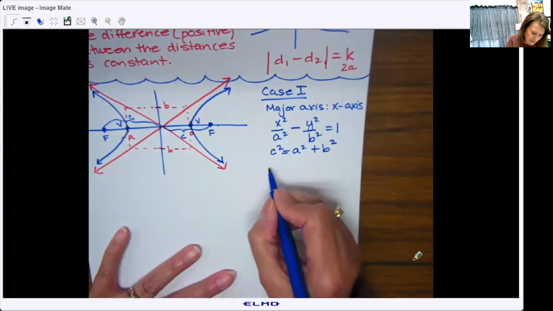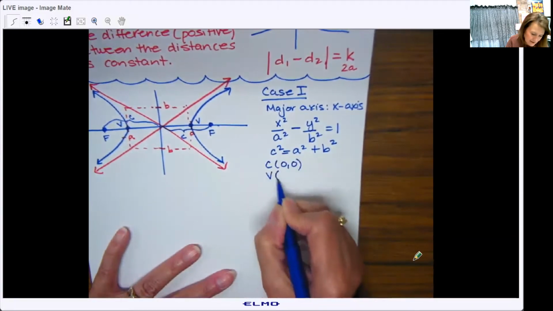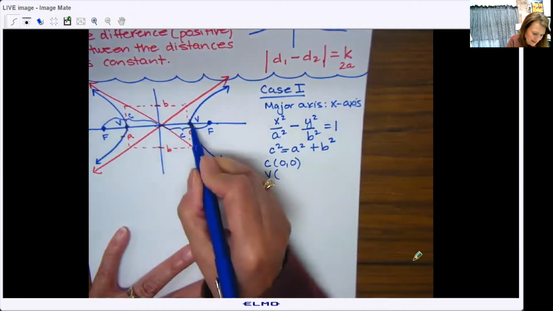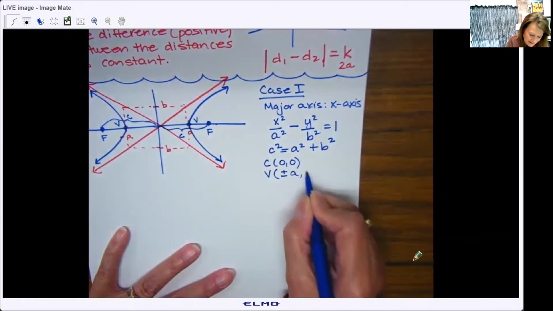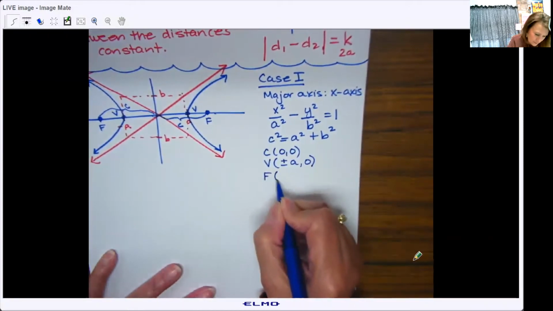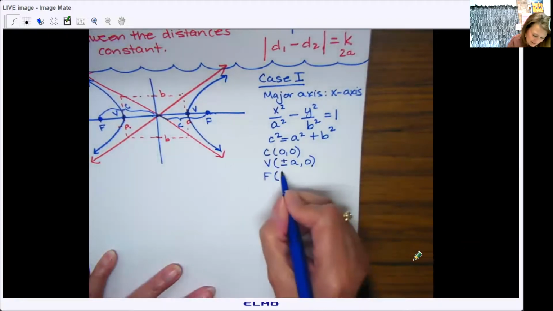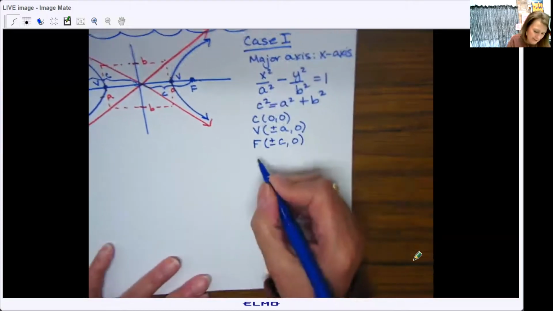Notice there are no co-vertices. You just have the center, which is at 0, 0. You have vertices, which are at (a, 0) and (negative a, 0). So we'll say positive and negative a, 0. You have foci, which are at positive c and negative c, 0. You have asymptotes.